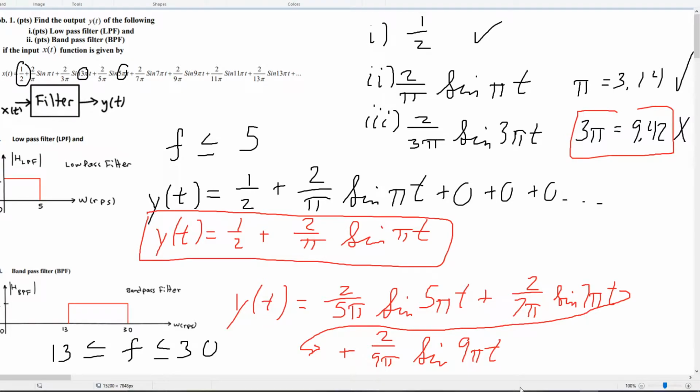So 11 pi. 11 pi is 34.55. 34.55 is greater than 30. So that means we don't write that in. And by process of elimination, obviously, if 11 pi is not going to be written in, then 13 pi will be too high as well, and so on and so forth. So this is basically your answer to the problem.